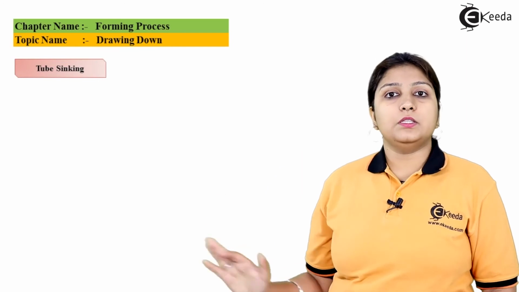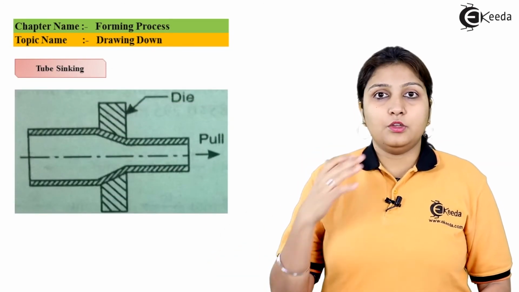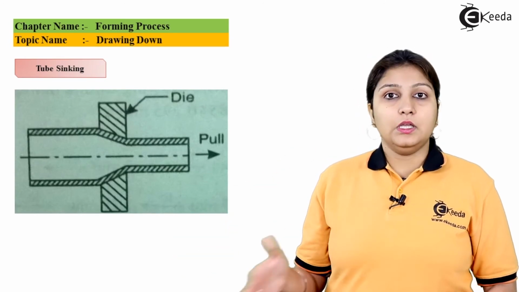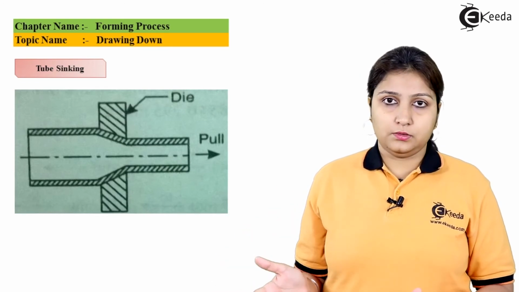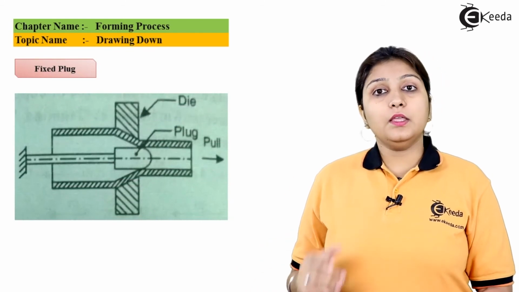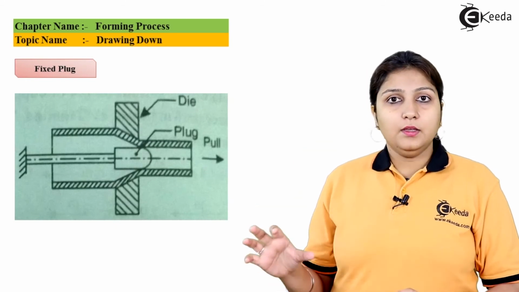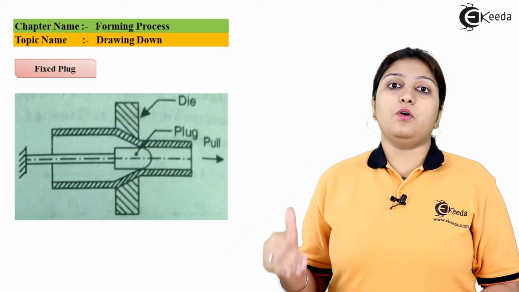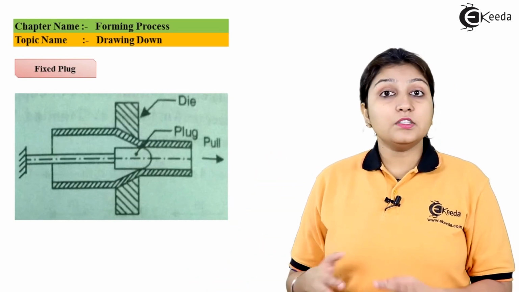In this diagram, you can see there is a single die which has the shape of the object to be made. Your object is passing through the die and it is moving in a forward direction. This is a general drawing process, which is the tube sinking process. The second drawing down process is the fixed plug process. In this, a plug is fixed at the entrance of your die. Material is passing, but because of the plug, the interior part of your material gets the shape of that plug.